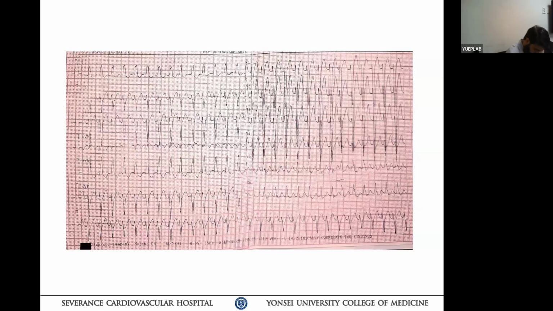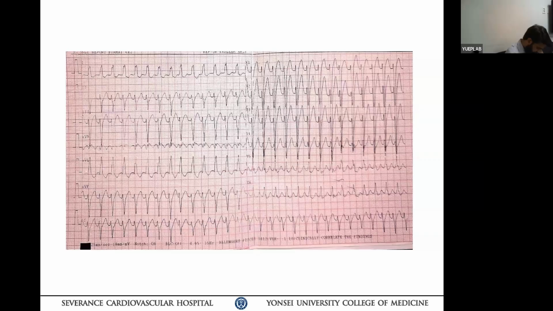Yes, actually it is a rate of about 150 with left axis deviation. In the V5 or V6 lead, there is a small notching at the end of the QRS. It seems not constant, so I thought it is a VA dissociation.